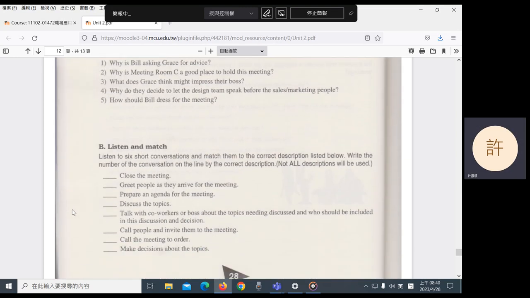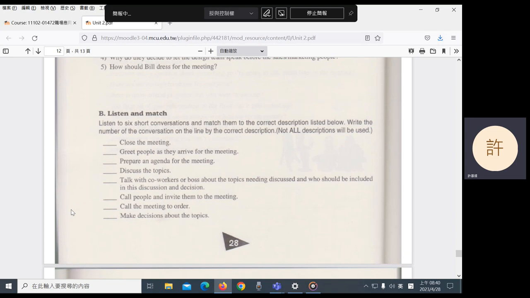Okay, let's look at the next question. We're going to hear 6 short conversations. And so here are discussion or descriptions of the conversations. Please match the conversation number to the description. 等一下听6段对话或是讨论。下面这边有各种描述，我们要把讨论号码跟这些描述配对起来。You will notice that there is more than 6 descriptions. So not all descriptions will be used. Let's look at these descriptions.